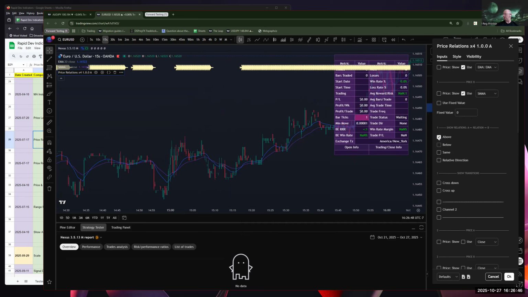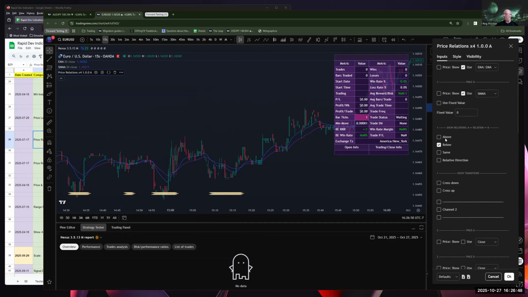I could do the same for below. But in this case, it's not whether it's above or below that I care about. What I care about is when it crosses up or crosses down. So that's a transition. Now you can see little arrows showing you when they cross up and cross down. The truth is we don't actually need the arrows. I'll just leave them on there for show. But once we've got the ability to get a signal from that relationship, we can then just use that signal.